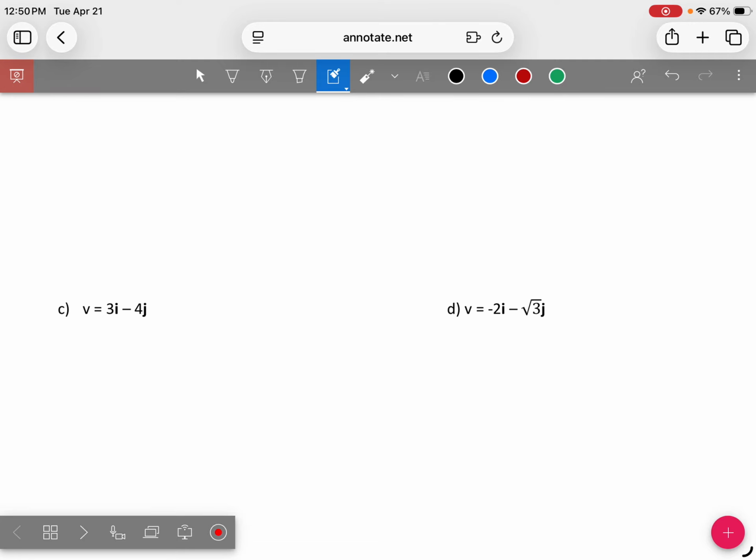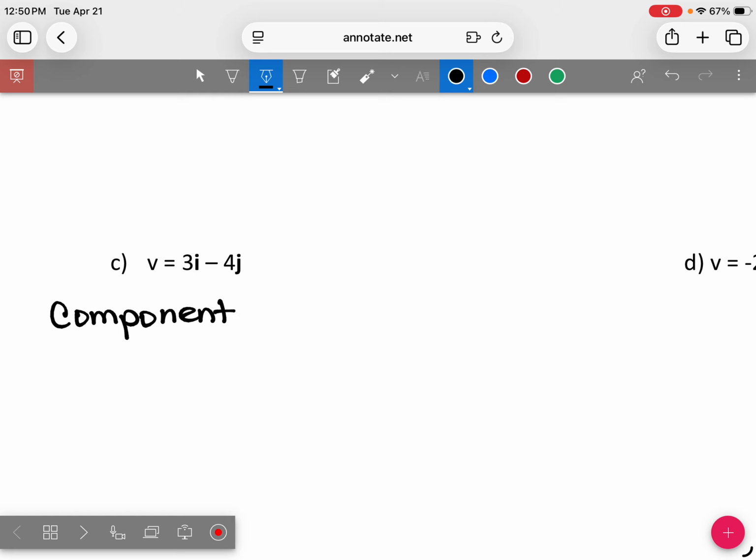So C, this is another way to show a vector. The i is your horizontal component, j is your vertical component. So to write this in component form, it would be <3, -4>. And remember, for vectors, the bracket is pointed.